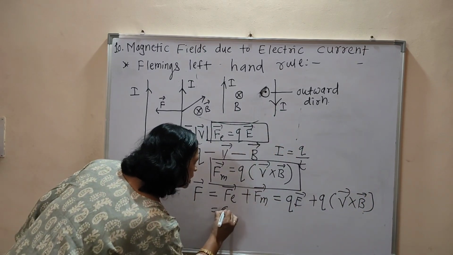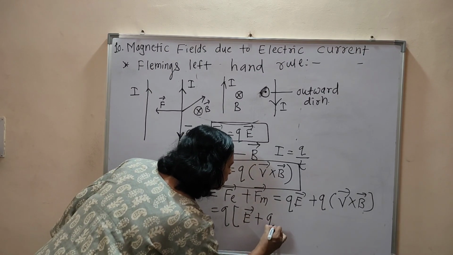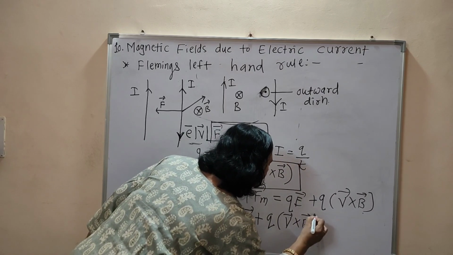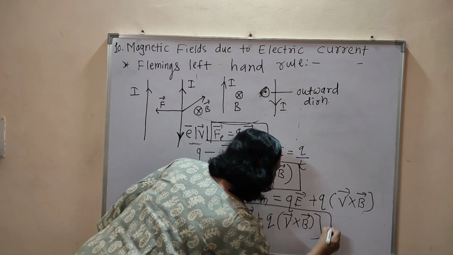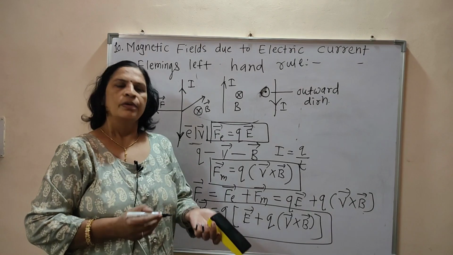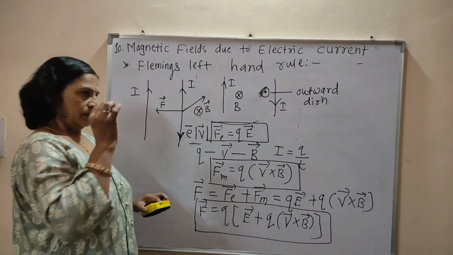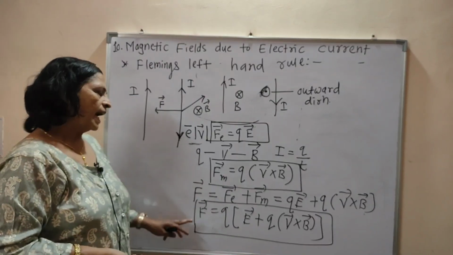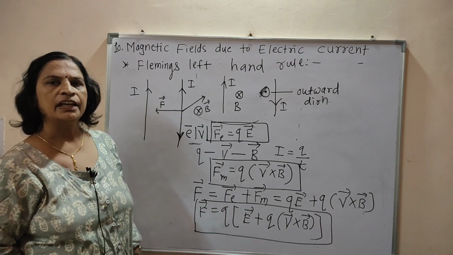If Q is taken as common inside the bracket, we can write Q times (E plus V cross B), and this force is called the Lorentz force. Later on, Gauss, Henry, and Faraday proved that the magnetic field is a partner of the electric field.